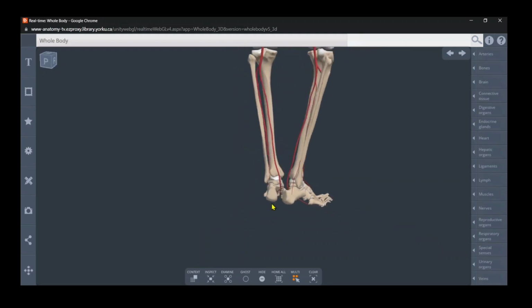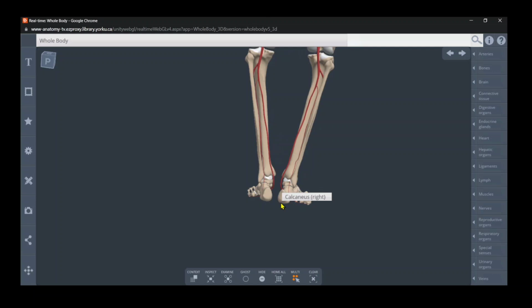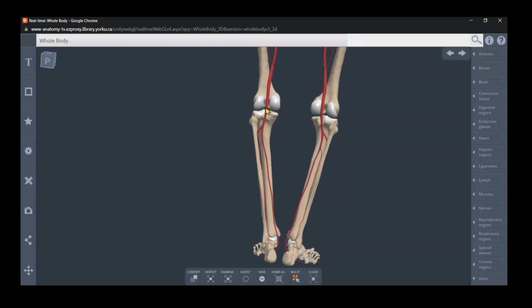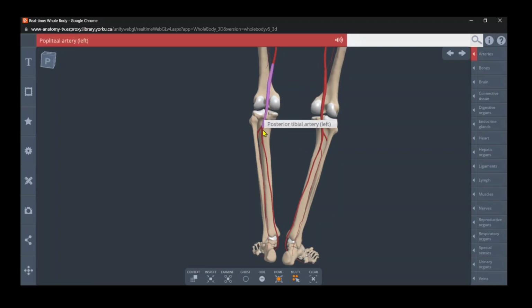Now, we covered what the posterior tibial does. So let me go back here. Popliteal splits into posterior, anterior.